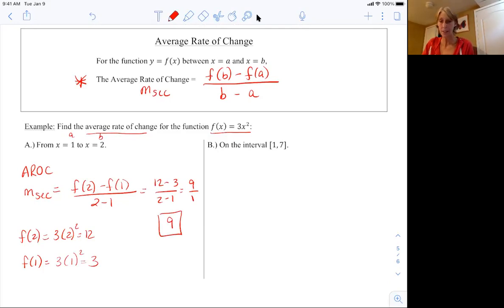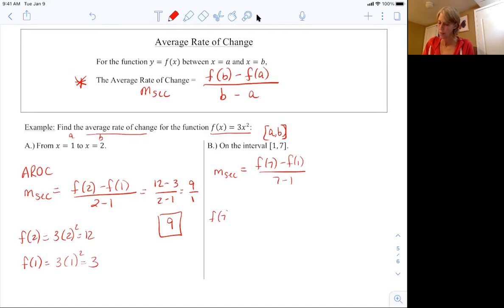On the interval 1 to 7, now I gave you the information a little bit differently, but it's still going to be the same. Slope of a secant equals f of 7 minus f of 1 over 7 minus 1. F of 7 is 3 times 7 squared, 147. F of 1 is 3 times 1 squared, which equals 3. So 147 minus 3 over 6. If you plug that into the calculator real quick, you're going to get 24.